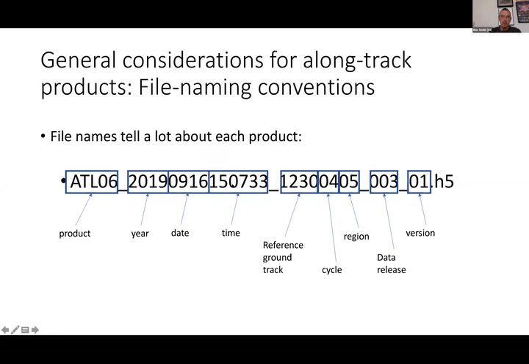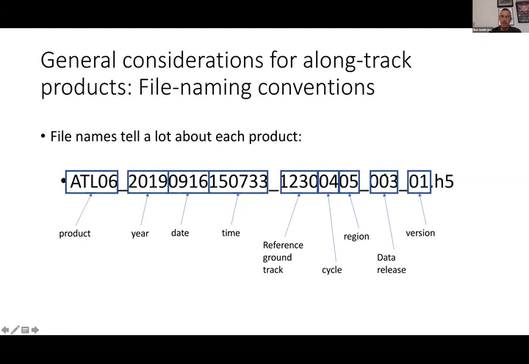This is the start of the product. So 2019, September 16, and then the time. The first number you'll see after the year, date, and time is the reference ground track. Then there's a number for the cycle, and there's a number for the region. So these three strings tell you which ground track it was, what number of times that's been collected, and what region you're looking at. And then the last two pieces of information are the data release and the version.